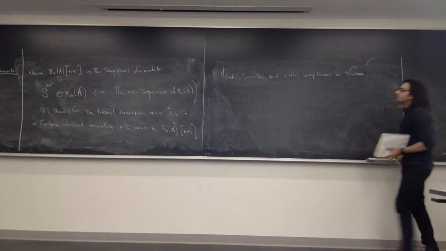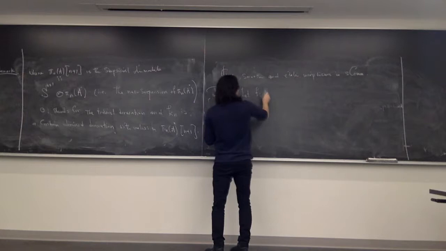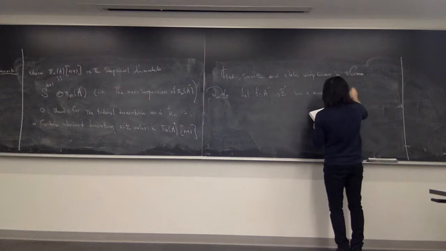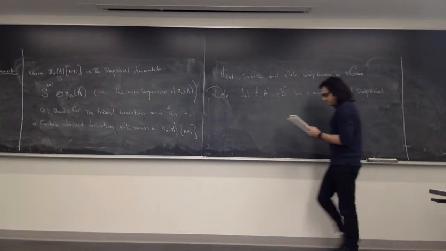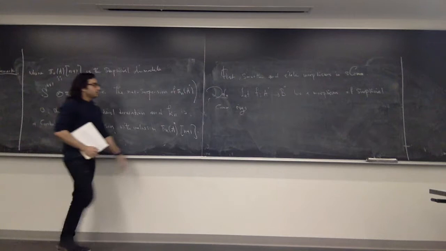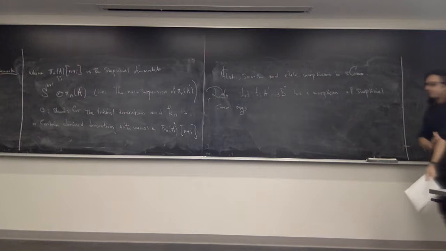Definition. Let F from A dot to B dot be a morphism of simplicial commutative rings. We know what that means. Each one of these rings is a simplicial chain, A1, A2, A3, and then you have the simplicial tower like this, and you have the simplicial tower like this, and then you have the morphism, and everything is compatible. Just so that you know what we are doing. Okay, commutative rings.